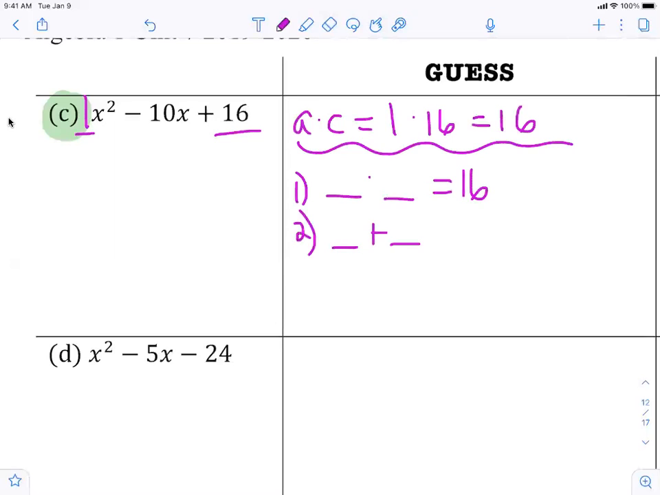And what plus what, same numbers, if I add them, add to give me my middle term. So the 16, that's just A times C. The negative 10 is just the number that was in the middle up here. All right. So we have to now answer that question.